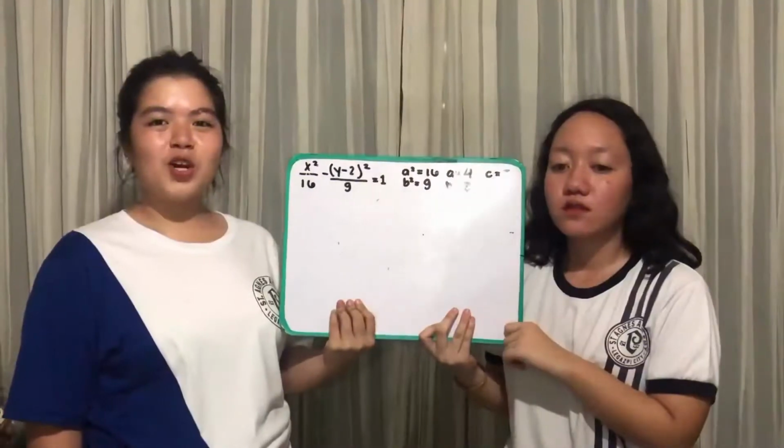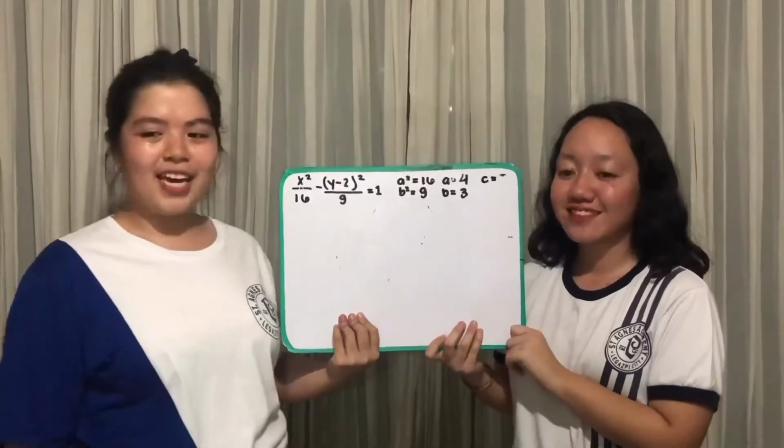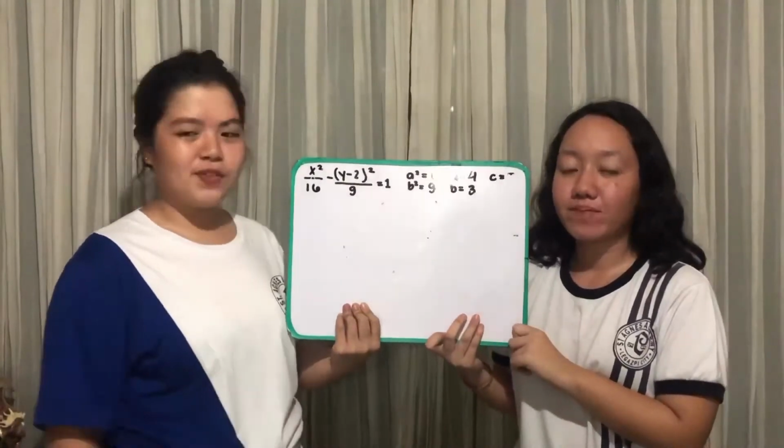So next up, we have MJ Hernandez and Eliza Martinez to get the center, the orientation, vertices, co-vertices, and foci. Let's go. The orientation of this is HTA, which means horizontal transverse axis.